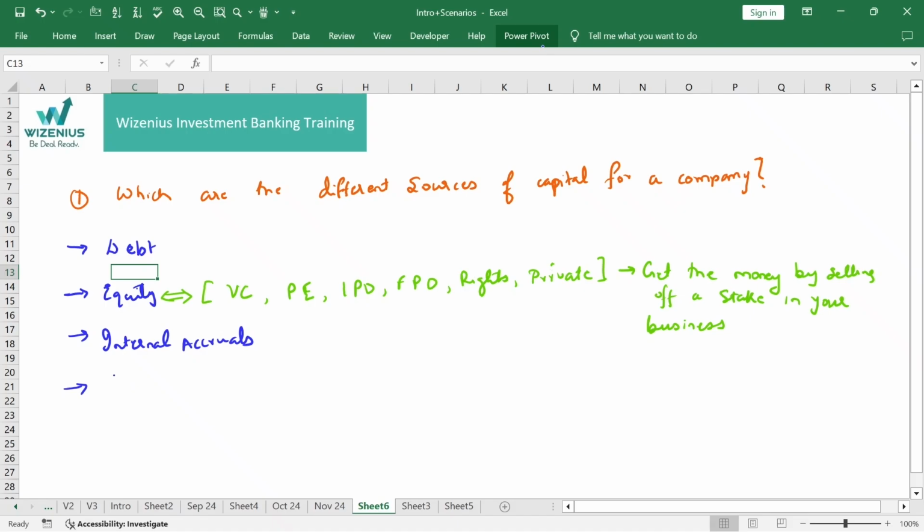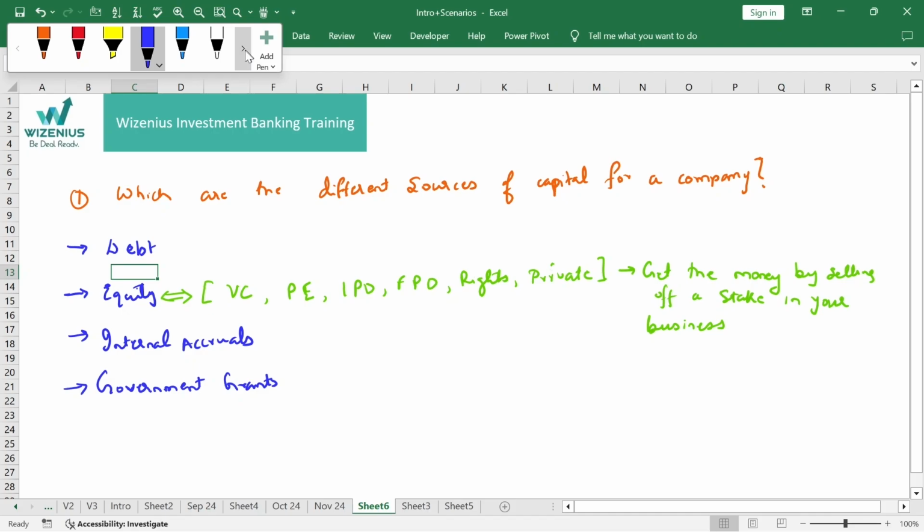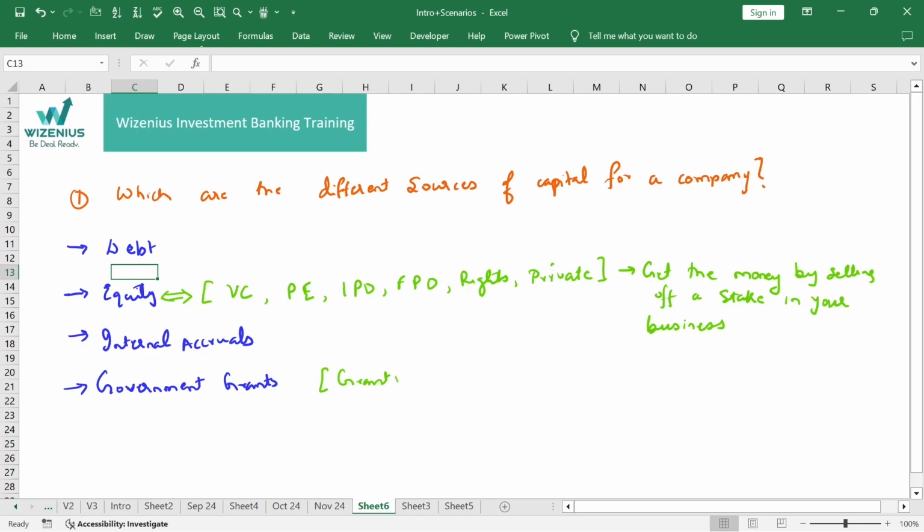Anything? Can I not say government grants? Specifically, there are certain sectors in which government gives you grants, subsidies, tax reliefs. Yeah, it is applicable in sectors like pharma, infrastructure, biotech, any sector which has to do with nation building activity.